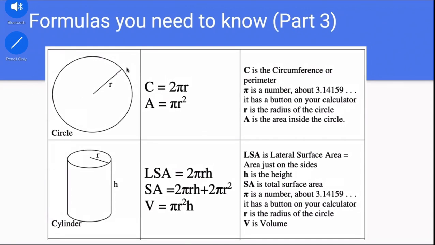For circles, the circumference is just all around the circle, and area, of course, is the inside. Circumference is 2 pi r, or just pi d, and area is pi r squared. For cylinders, the lateral surface area is 2 pi r h, and surface area is 2 pi r h plus 2 pi r squared, and volume is pi r squared h.